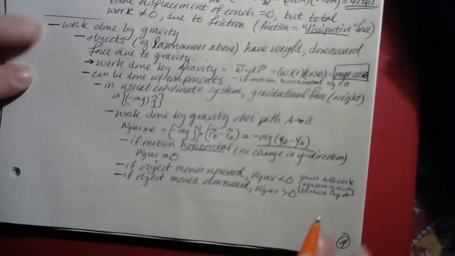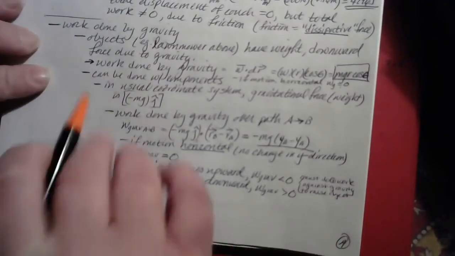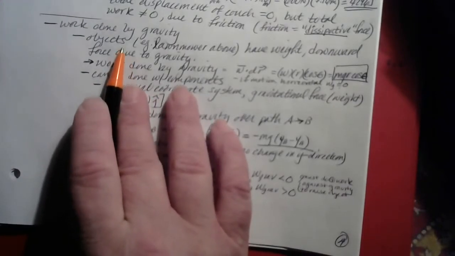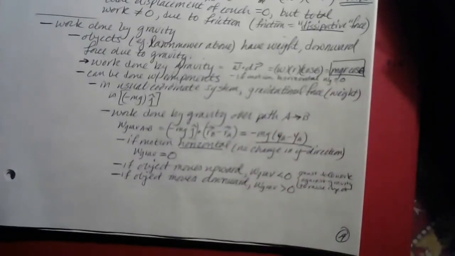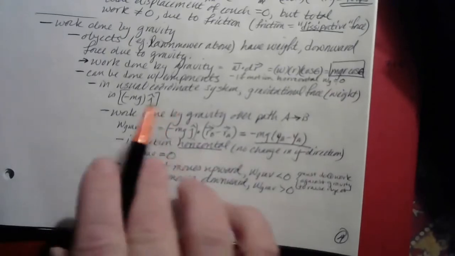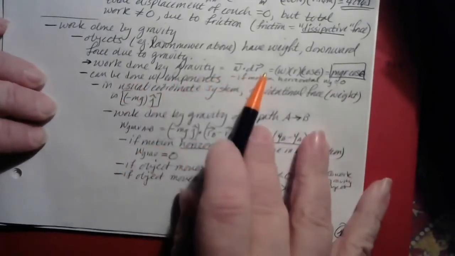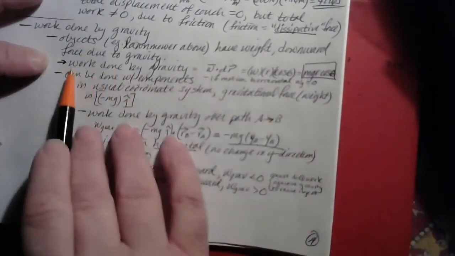Okay, work done by gravity now. Work can be done by gravity, even though if the motion is horizontal, then normally there's no work being done by gravity. And again, that's because there's no work being done if the direction of movement is perpendicular to the force. And that's basically what happens with gravity if there's horizontal movement.